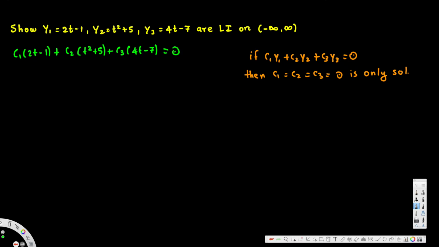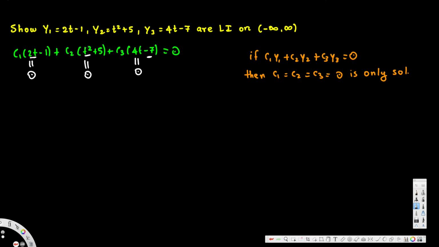Now here, if this whole thing is equal to 0, then this one has to be 0, this one has to be 0, and this one also has to be 0, then only we can get 0 as a solution. Okay, now let's go ahead and continue. Here I'm going to compare the coefficients. Here we have t square terms, t terms, and constant terms. So we can separate these terms.